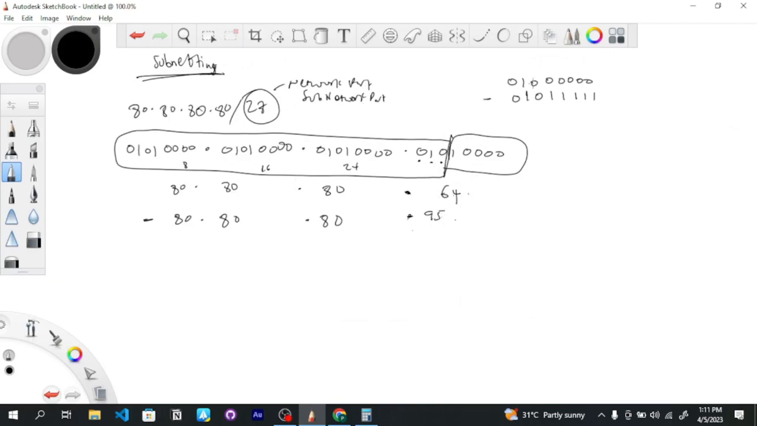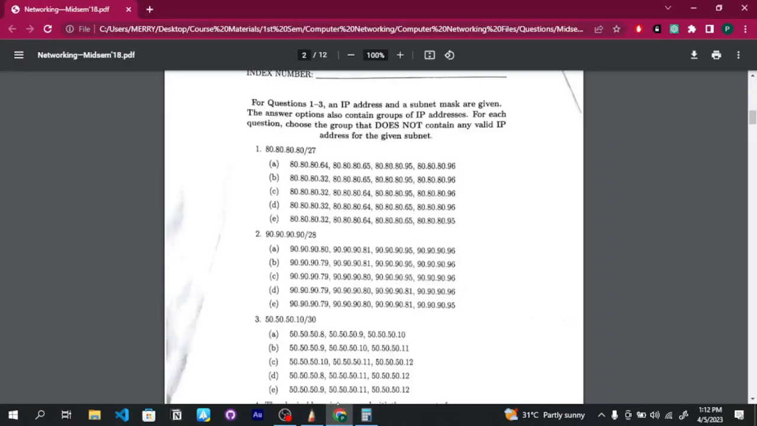Given a particular subnet, the first address is your network address, and your last address is your broadcast address. And that's what these are doing. That means that 80.80.64 and 80.80.95 are invalid addresses. You can't use them, well, you can't use it to point to a particular host. So that's an invalid IP address.